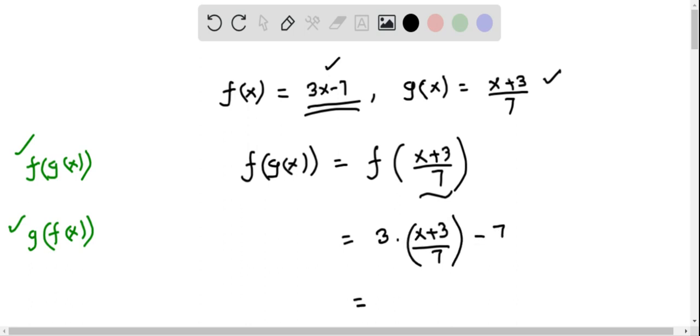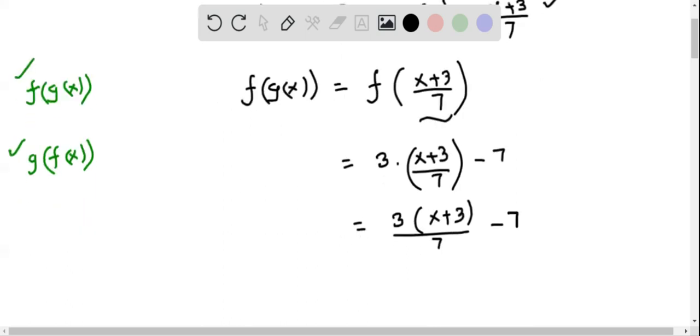So let's simplify this. We can write this as 3 times x plus 3, and this is over 7, minus 7. So we can do the distribution. That is 3 times x is 3x, plus 3 times 3 is 9, and this is over 7.